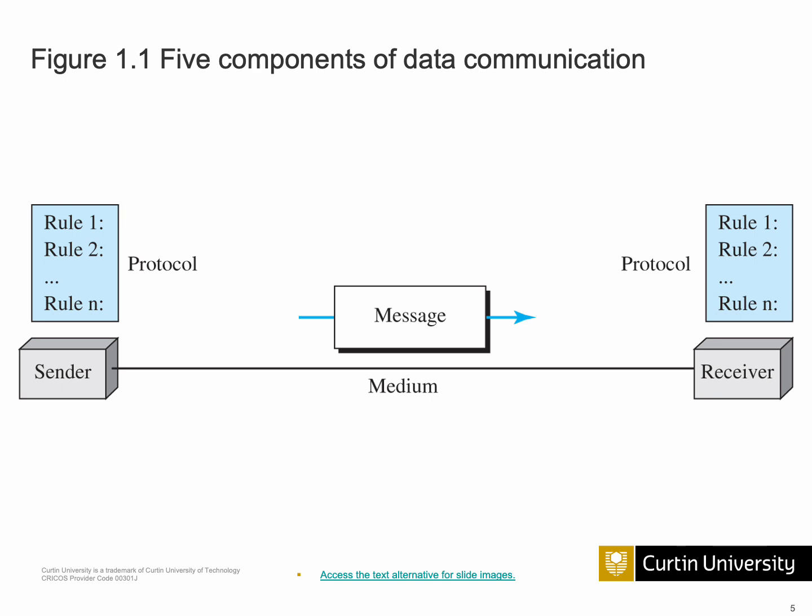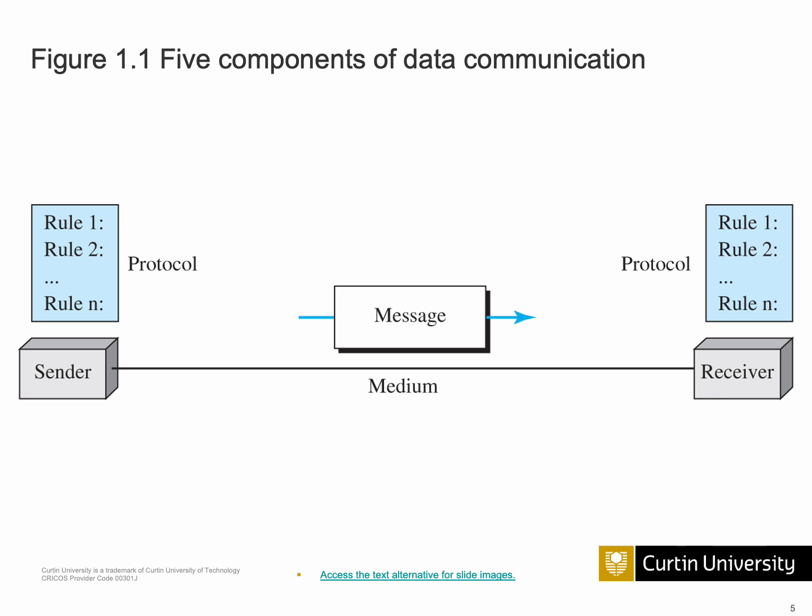Message is the information or the data that needs to be communicated. The information can be in the form of text, numbers, pictures, audio, and video. The sender is a device that sends the data message. The sender can be a computer, mobile phone, a video camera, and so on. The third component is the receiver. The receiver is a device that receives a message. Again, it can be a computer, mobile phone, or any other end device.